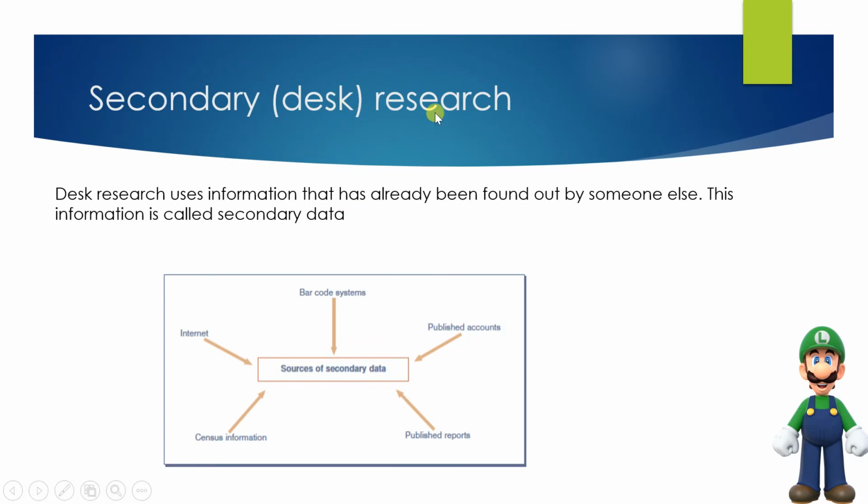Secondary desk research. Desk research uses information that has already been found out by someone else. This information is called secondary data. Bit like slide 12, these are some of the methods of secondary research. So all you need to do right now is find an image or an icon that you think represents each of these methods. That's it, just an image.